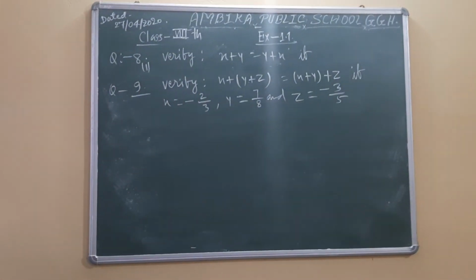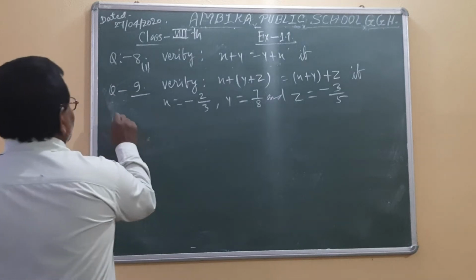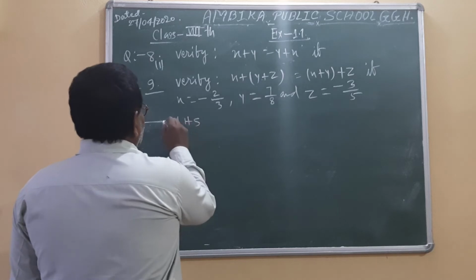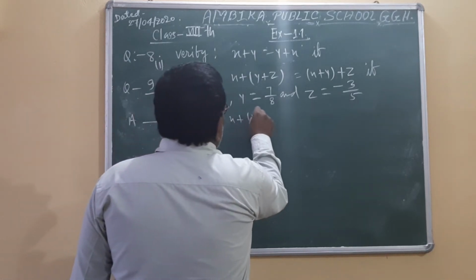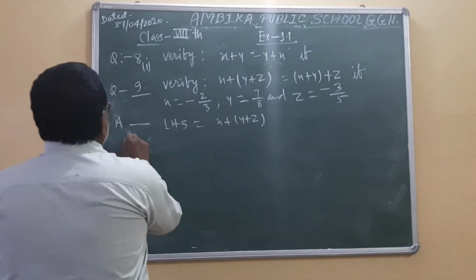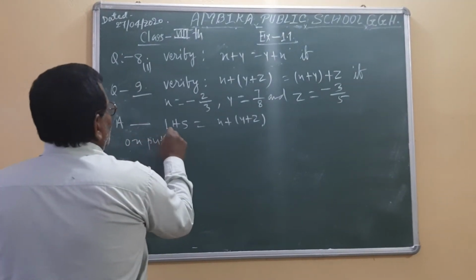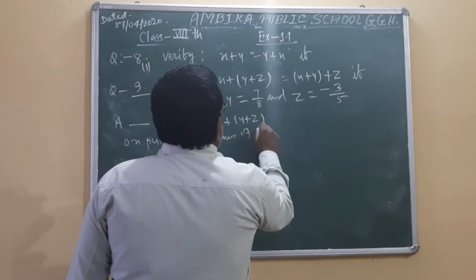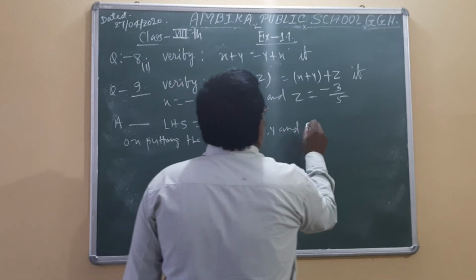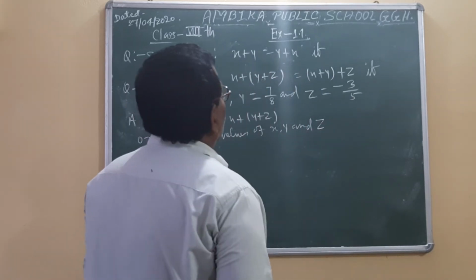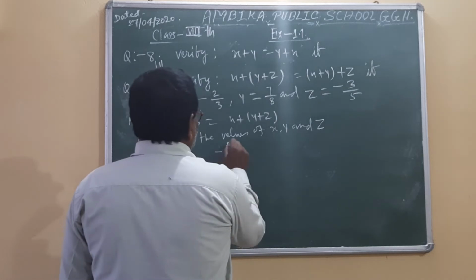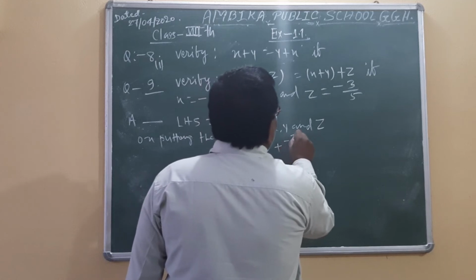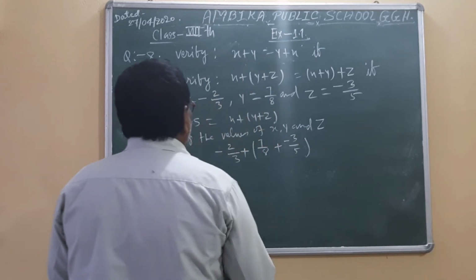This question is based on associative property. Here LHS is equal to x plus y plus z. On putting the values of x, y and z, we get minus 2 by 3 plus 7 by 8 plus minus 3 by 5.